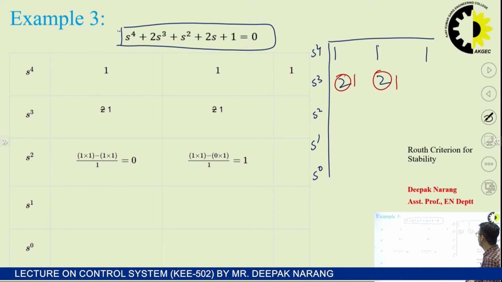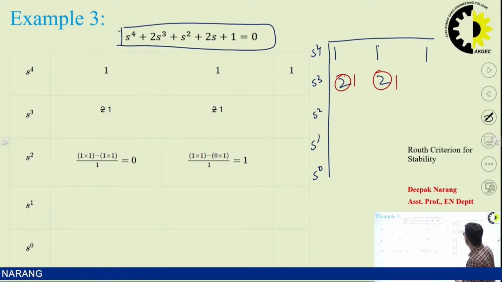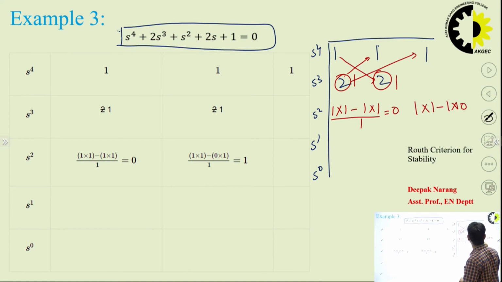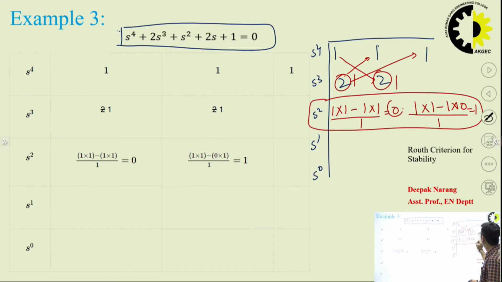Now we observe that when we multiply 1 into 1 minus 1 into 1 divided by 1, this factor becomes 0. This 1 into 1 minus 1 into 0 divided by 1, here the value comes out as 1. So in this particular row, our first element is coming as 0. So we cannot move further. Now we have to apply some tactic here to solve this Routh criterion.